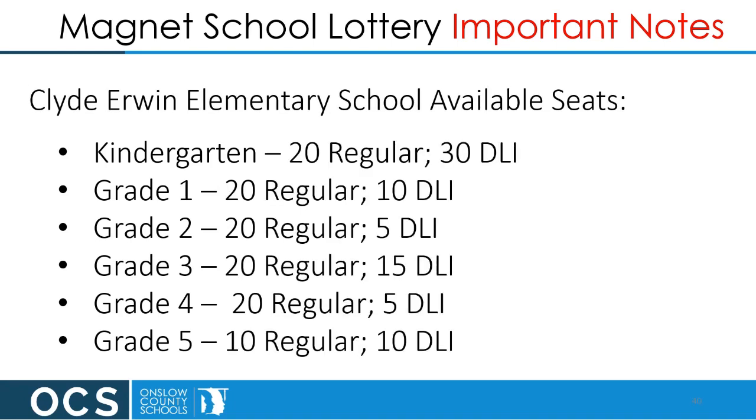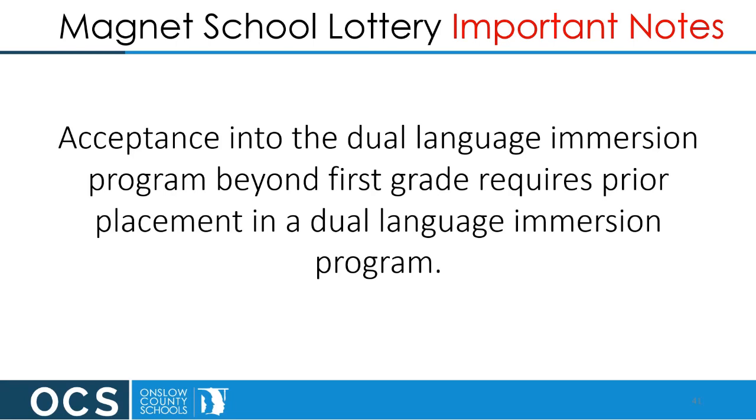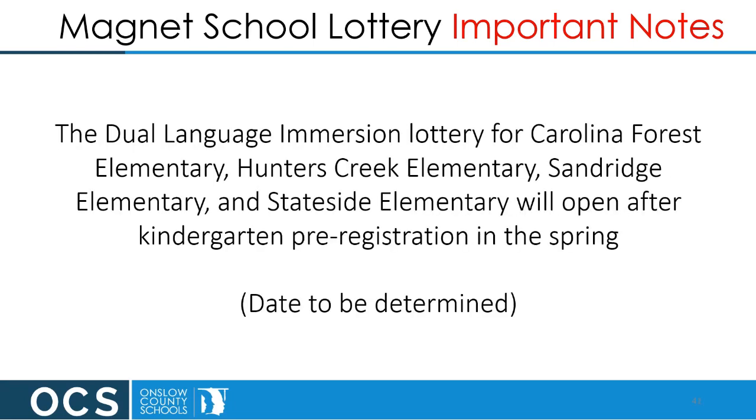For Clyde Irwin, grades kindergarten through 4 have 20 seats available in the regular program and 10 in the regular program in grade 5. There are 30 dual language immersion seats available in kindergarten, 10 in grade 1, 5 in grade 2, 15 in grade 3, 5 in grade 4, and 10 in grade 5. And please be reminded that acceptance into the dual language immersion beyond first grade will require placement in a dual language immersion program prior to the application.